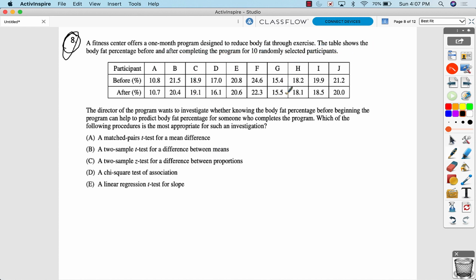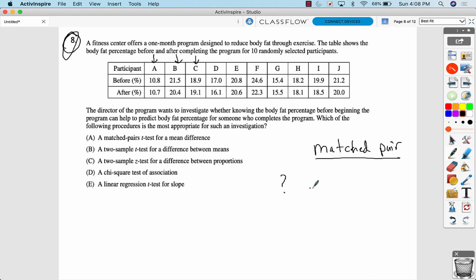Okay, so this is the body fat before and after for 10. So most people are already thinking matched pairs. I mean, that's the go-to wrong answer. Most people are thinking, oh, this is a matched pair. And this is the best wrong answer. Okay? And the reason why you're thinking matched pairs is because you got a before and after. You got 2 results on that person, 2 results on this one, 2 results on this one.